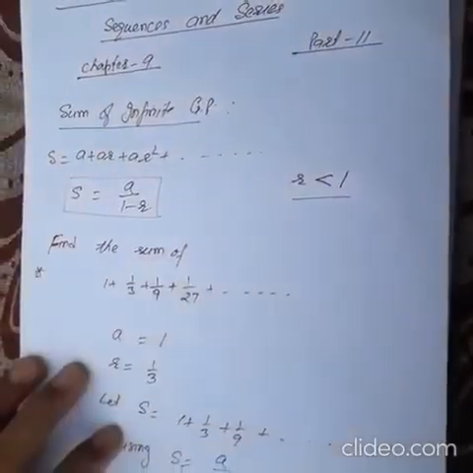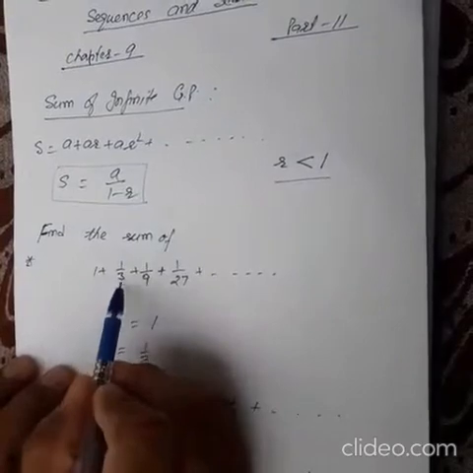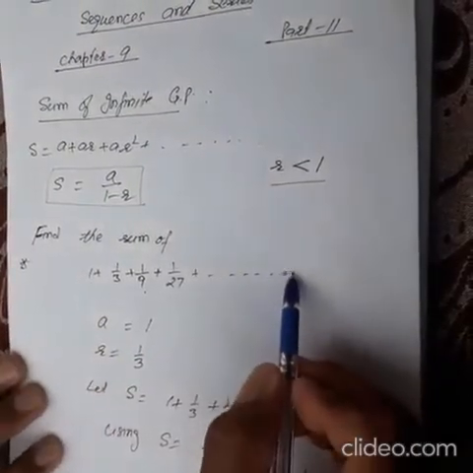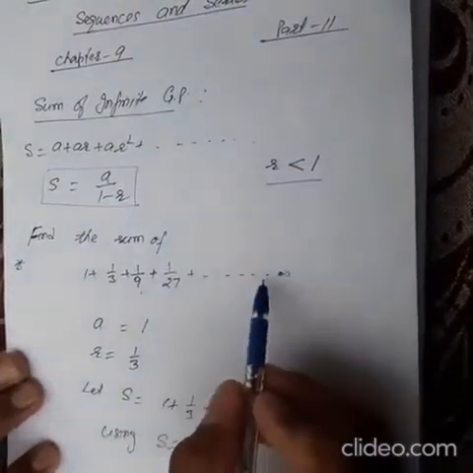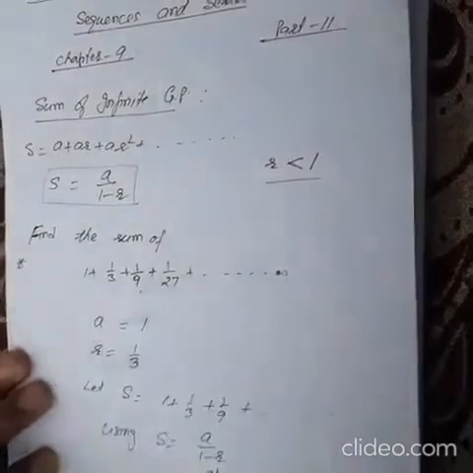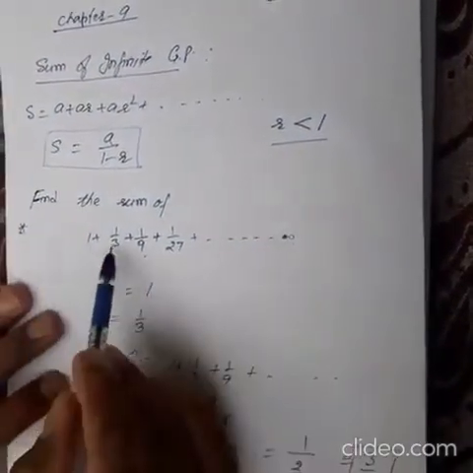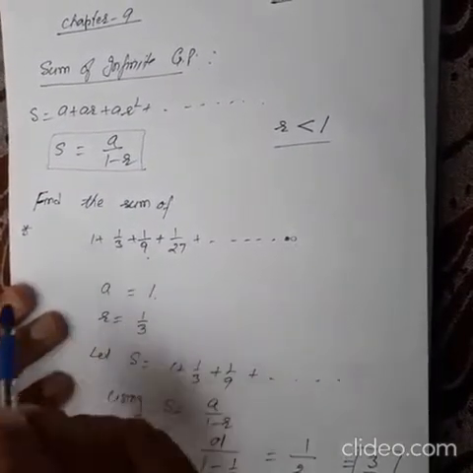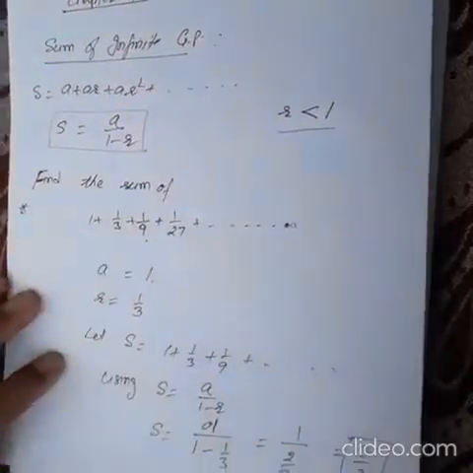Very simple questions. Now find the sum of the series 1 plus 1 upon 3 plus 1 upon 9 plus 1 upon 27 up to infinity. If nothing is mentioned at the end, it is in continuation, it means it is up to infinity. So we know the first term, we can identify it is 1. We can find the common ratio, we can divide the second term by the first term or the third term by the second term. So it will be 1 upon 3.